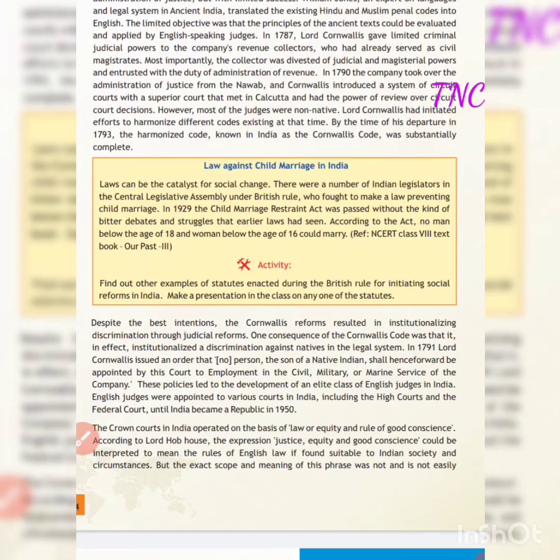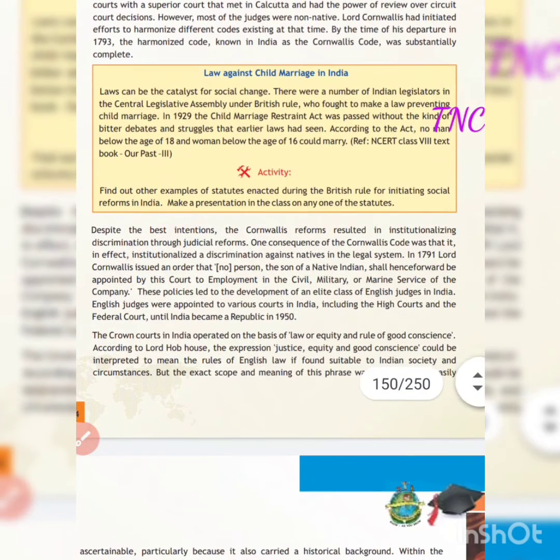That is all we have done in the previous video so far. Now, despite the best intentions, the Cornwallis reforms resulted in institutionalizing discrimination through judicial reforms. One consequence of the Cornwallis Code was that it in effect institutionalized discrimination against natives in the legal system. In 1791, Lord Cornwallis issued an order that no person, the son of a native Indian, shall henceforward be appointed by this code to employment in civil, military, or marine service of the company.